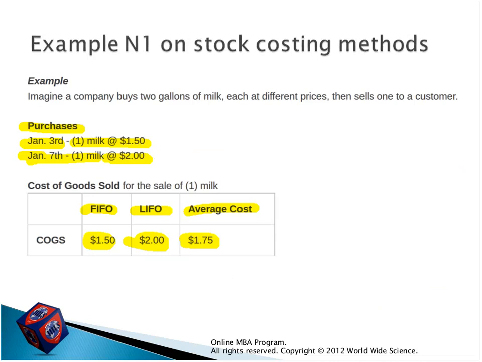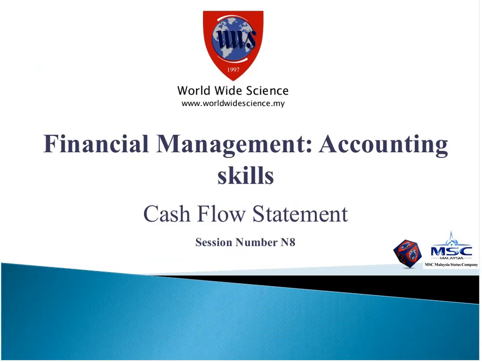So that's all for stock costing methods. We have completed this topic. And now we are going to move to the next topic, which is called the cash flow statement. Under the cash flow statement, you would have a homework assignment. I won't give you the assignment on the stock costing methods; it would be given to you later. Okay?